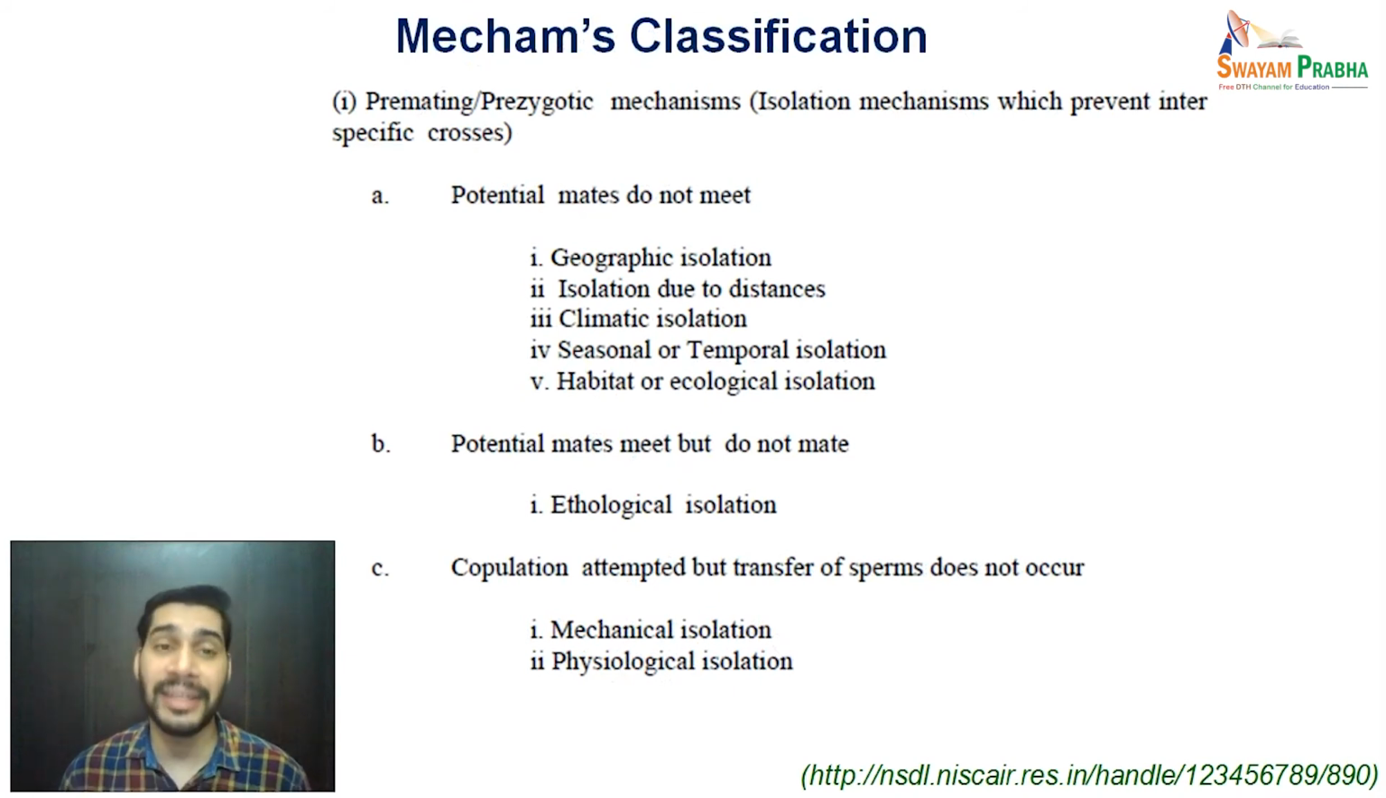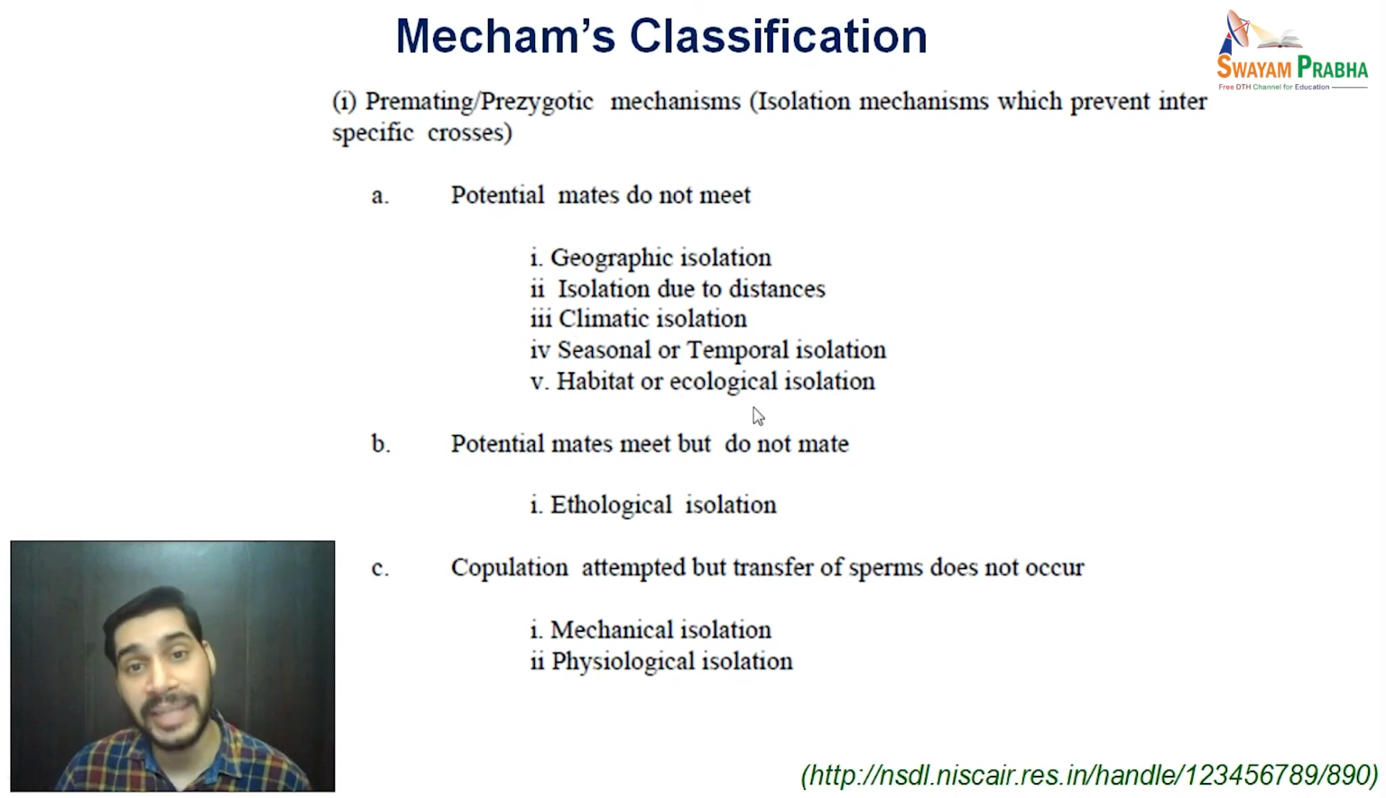The another category is post-mating or post-zygotic conditions. In the pre-mating or pre-zygotic mechanisms, again there are three stages. First is the potential mates do not meet, and the barriers which do not allow the mates to meet can be the geographical barriers, barriers because of distances, climatic isolation barriers, seasonal or temporal barriers, habitat or ecological barriers.